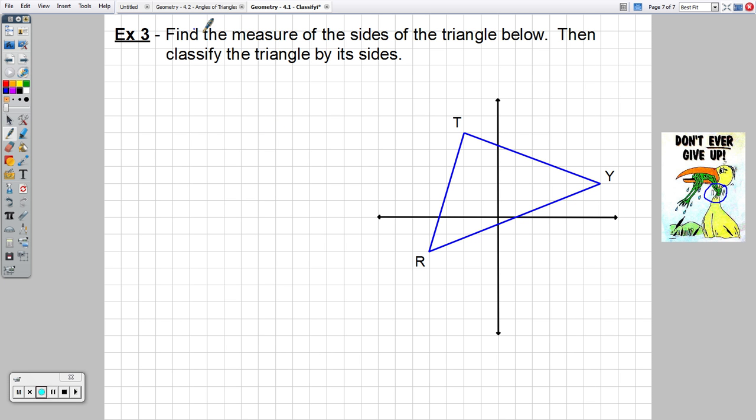So example 3, find the measure of the sides of the triangle below. Then classify the triangle by its sides. So we had different ways to do this. We could use the distance formula if we wanted to. And we could say this is -4, -2.